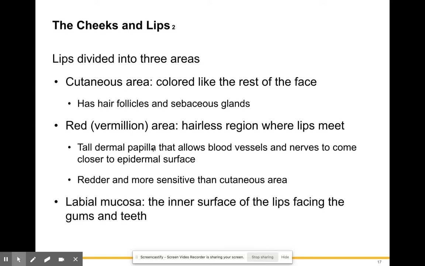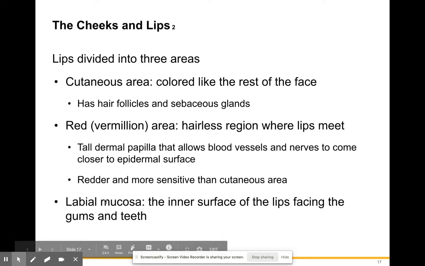The reason it's so red is because of dermal papilla that are very close to the surface. These dermal papilla, which have lots of blood vessels, are going to be very, very close to the surface, which gives the appearance of this really red, pinkish color of your lips. If these dermal papilla weren't as tall, then your lips wouldn't be as red. But they are red. This section is much more sensitive than the cutaneous area.